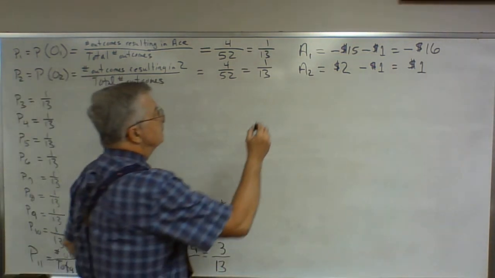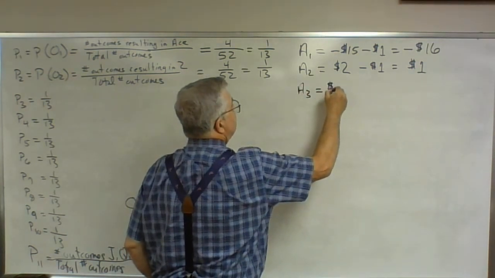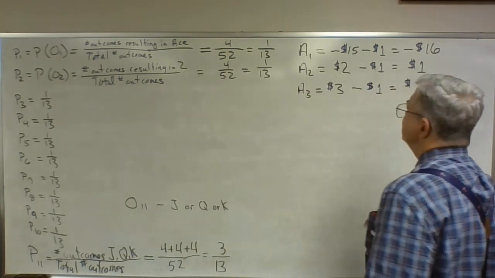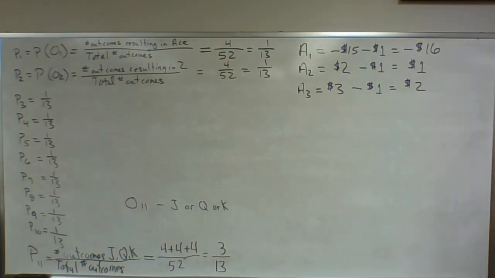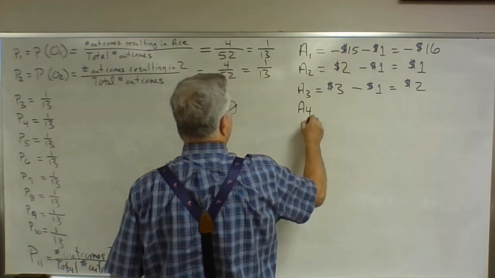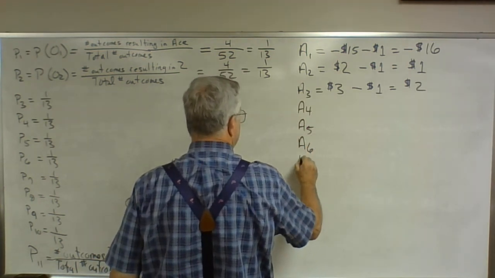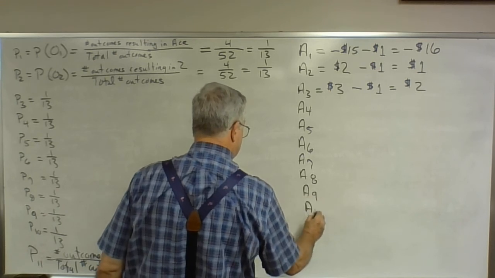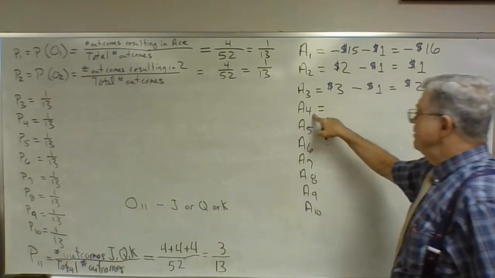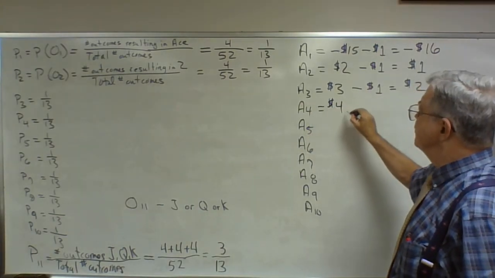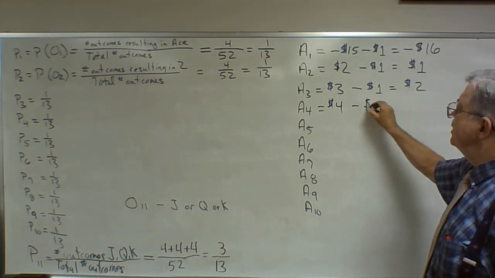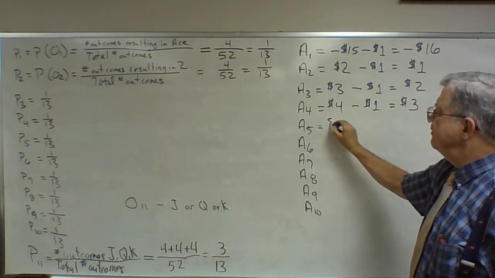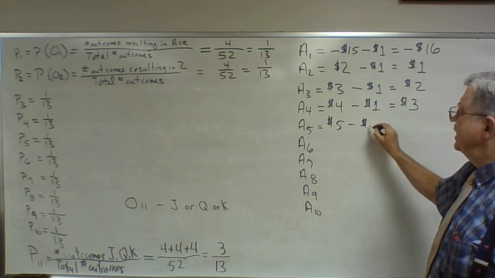Suppose we get a 3. We win $3, but we had to pay a dollar to play, so our gain is $2. And let's just fill in the rest of these. We get a 4, a 5, a 6, a 7, an 8, a 9, a 10. The amount gained, if we get a 4, we win $4, but we had to pay $1 to play, so our gain is $3.